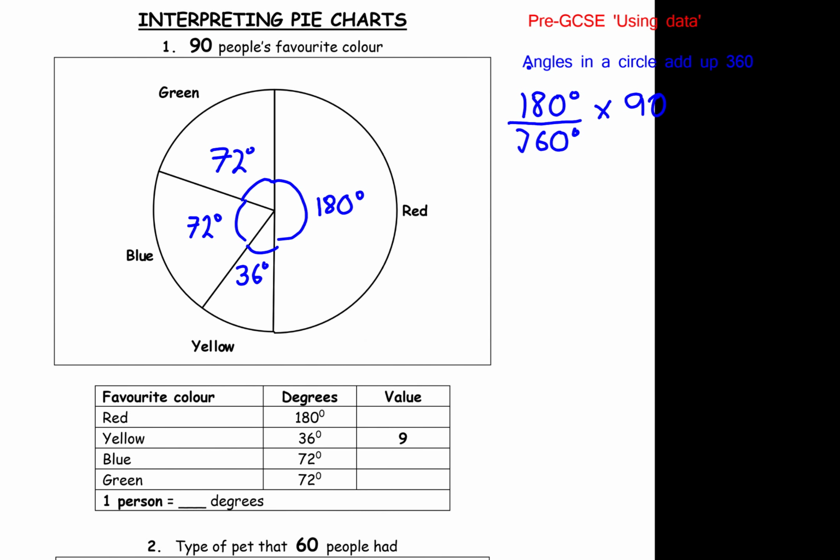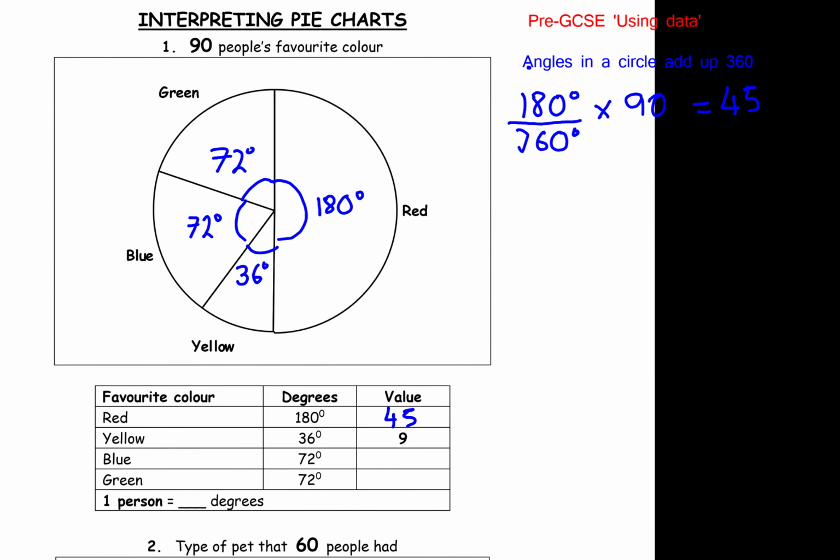Okay, so I'm going to tap that into my calculator. So what we do is 180 divided by 360, times 90, because there's 90 people, and I get 45. So I know 180 degrees, when I convert it into people, is actually 45 people out of my 90.